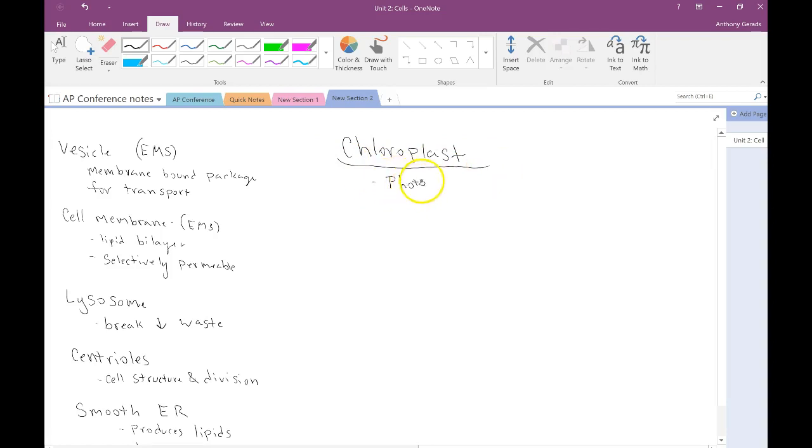Photosynthesis. Meaning this is where food is made for the cell, basically. It's going to take light energy and convert it into food. All right. Also pretty significant, it's got a double membrane. It's got ribosomes. It can reproduce independently. And it's got its own DNA.